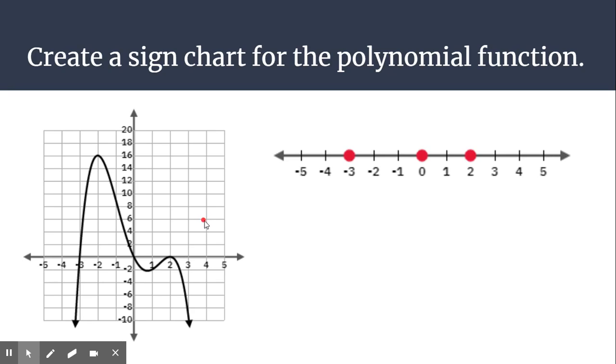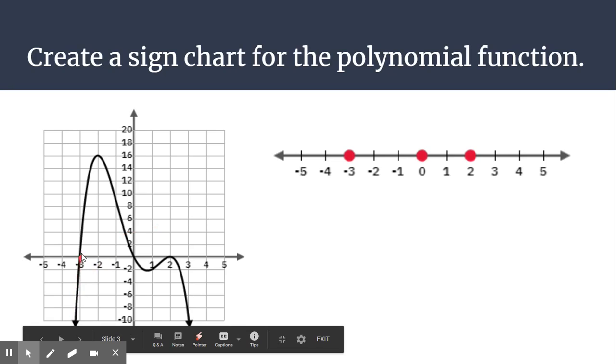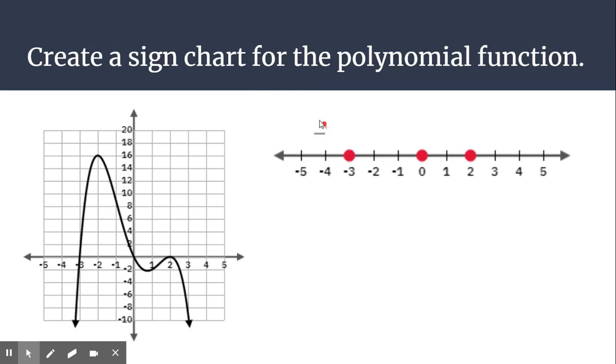From here, I'm going to look at intervals on the graph and try to decide if those intervals have negative y values or positive y values. If I look at this first interval prior to -3, I've noticed that all of those y values are negative. So that means there's going to be a negative sign written in this interval prior to -3. After -3 and before 0, we have y values that are positive. So there's going to be a positive sign in between -3 and 0.